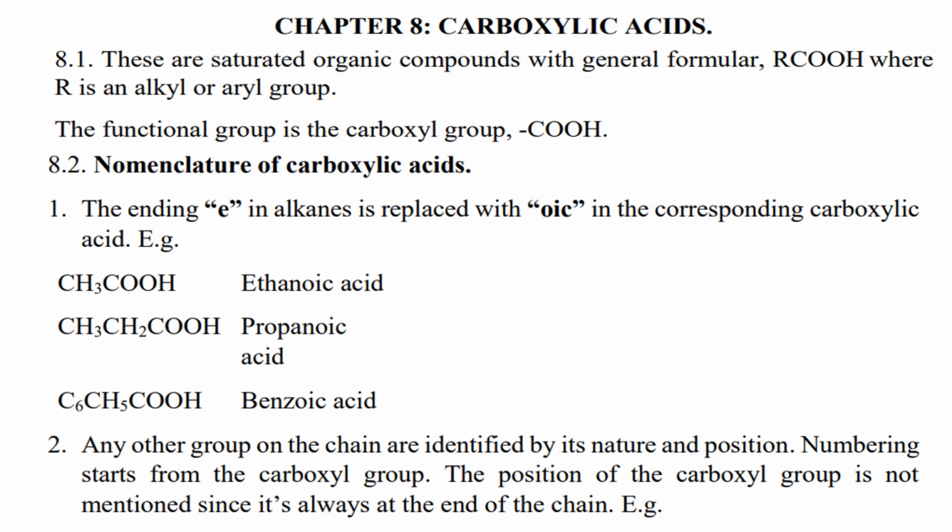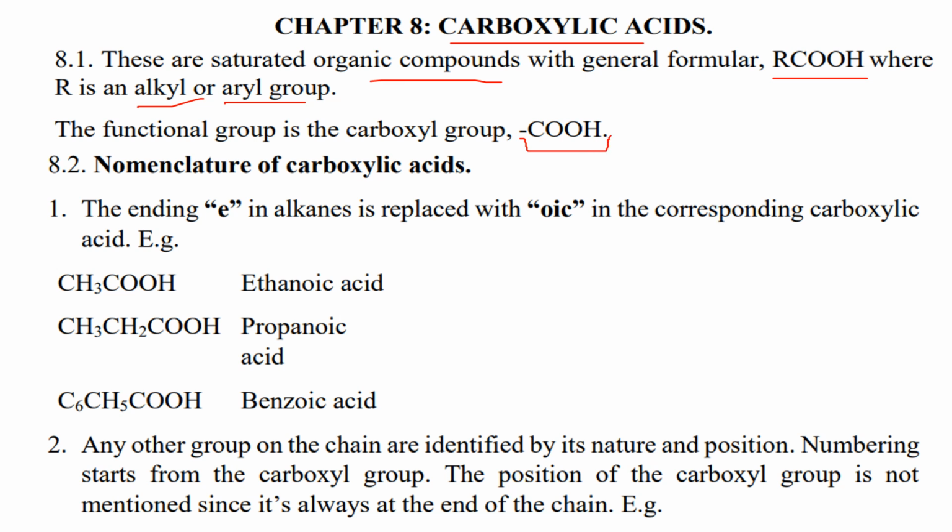In this chapter 8 we are going to be looking at carboxylic acids. Carboxylic acids, as we can generally define them, are saturated organic compounds with a general formula of RCOOH, where R is an alkyl or aryl group. The functional group in the carboxylic acid is called the carboxyl group, or you can identify it using this formula.